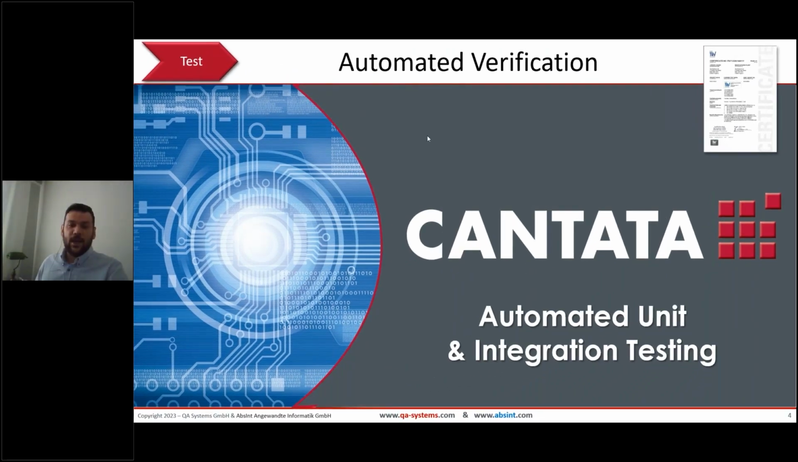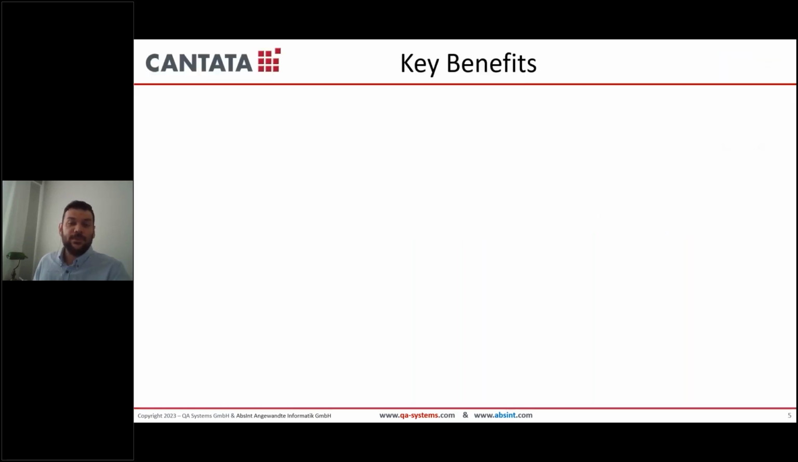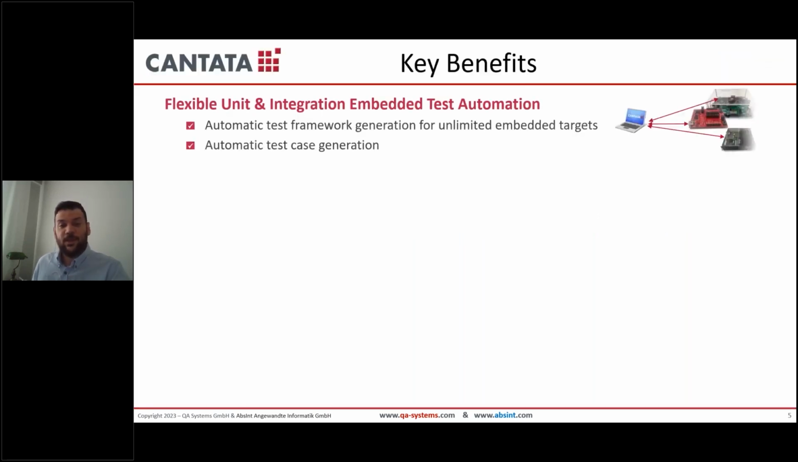Cantata accelerates dynamic testing through automation to achieve software safety standards compliance at the lowest possible cost. Cantata is also independently certified as suitable for use to achieve the highest level for all the main functional safety standards. The key benefits of Cantata are: from framework to test cases, Cantata is capable of automating this stage, so it provides a faster testing experience.